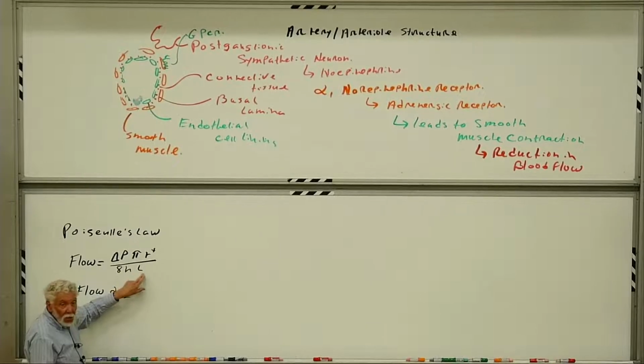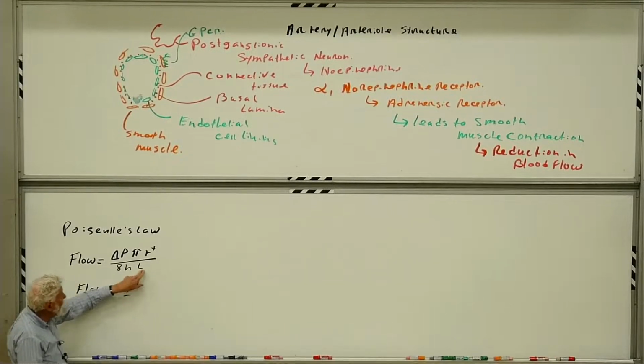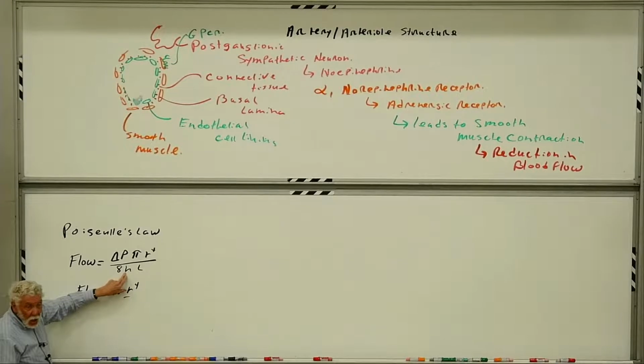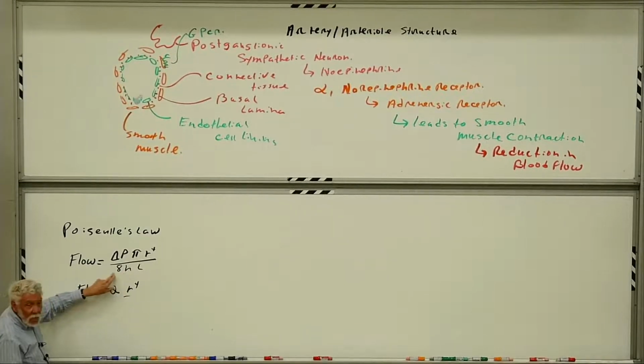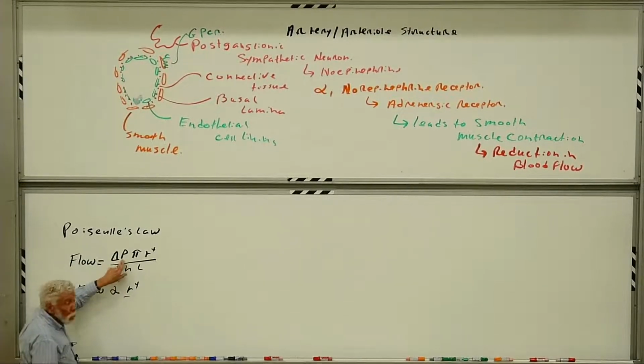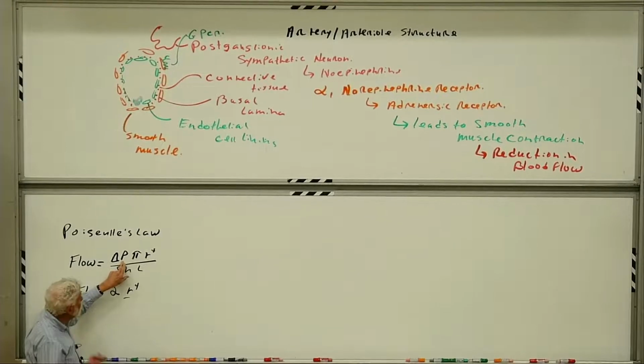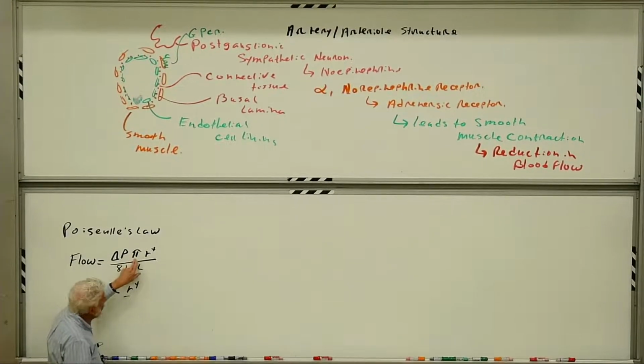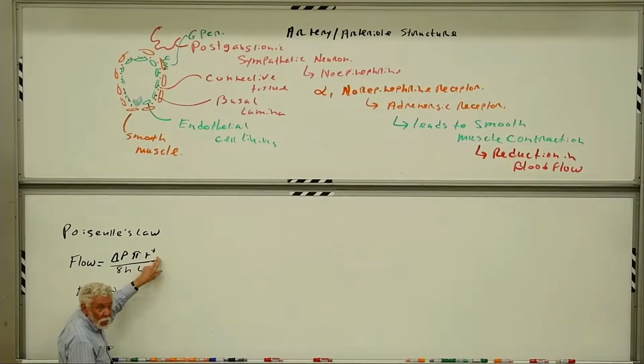We're going to think about a fixed length of the tube. Eta is going to be the viscosity of the fluid in the tube. Eta is simply a constant. Delta P is the pressure differential along the length of the tube. Pi is a constant. The radius is now what we're going to vary. So this is the variable.